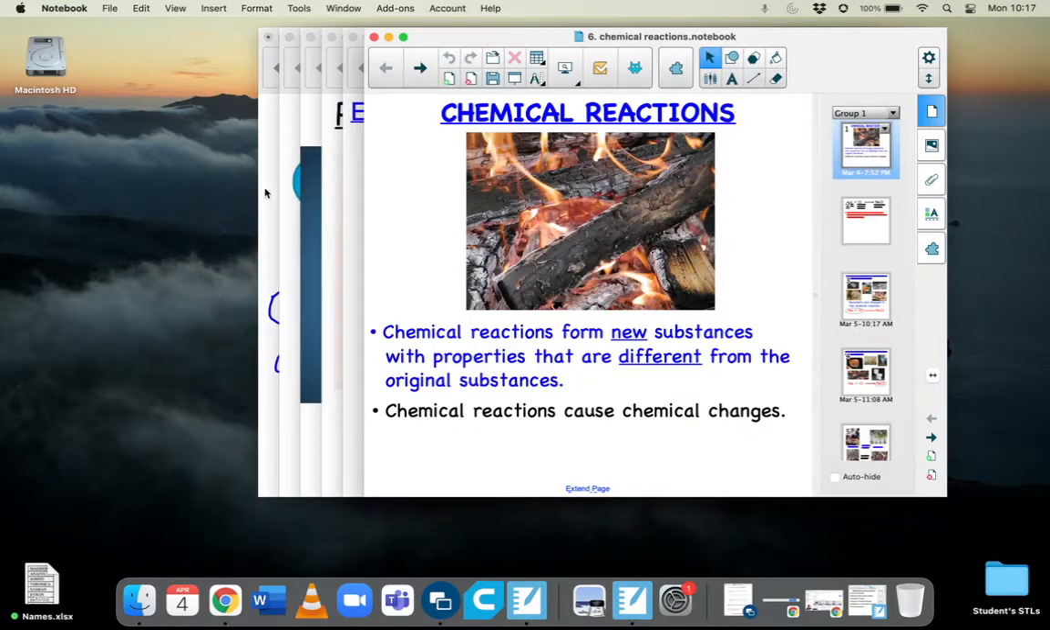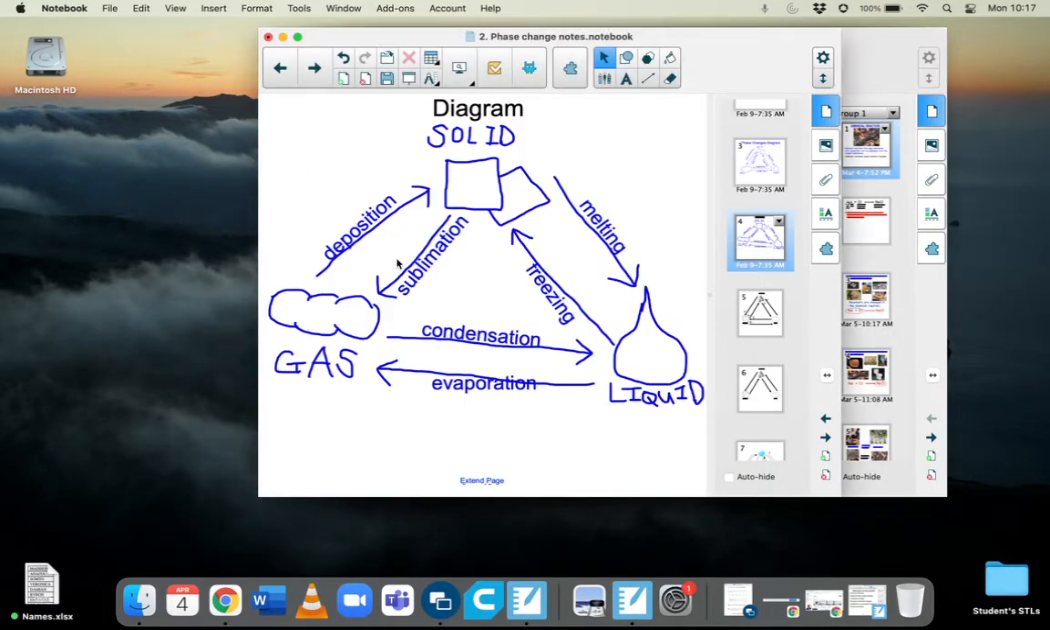I'm going to review now phase changes, which can all be summarized in this one diagram. But first, let me tell you our first secret word. It's chick, C-H-I-C-K, chick, like the little yellow baby chicken.